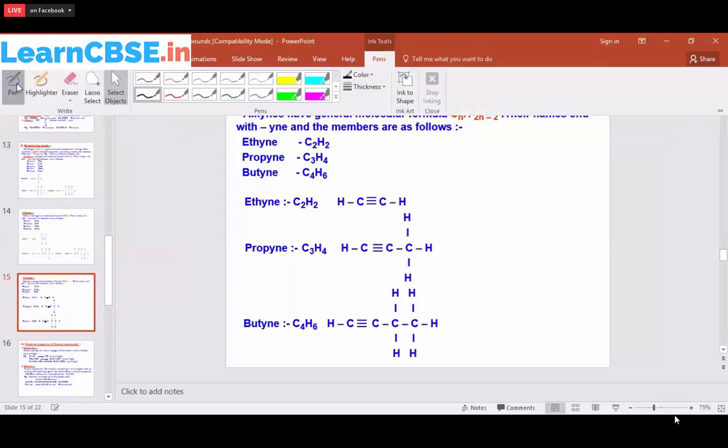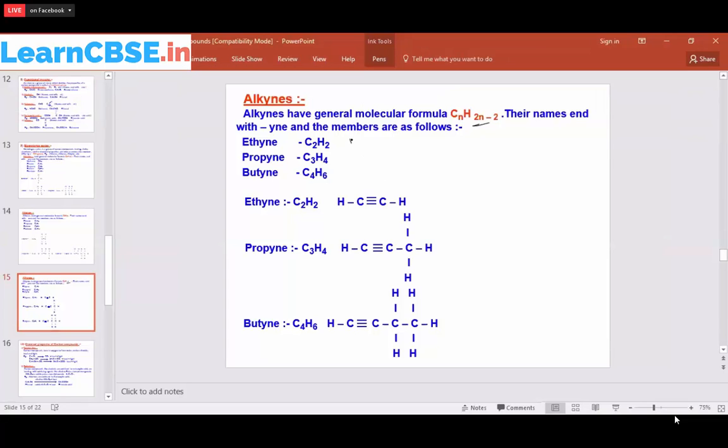So in the general formula we have to substitute n equal to 2. Then we will get C2H2, n equal to 3, C3H4, and n equal to 4, C4H6. Suppose you want to write the formula for n equal to 6. We have to substitute 6 over here, so it is C6H10.